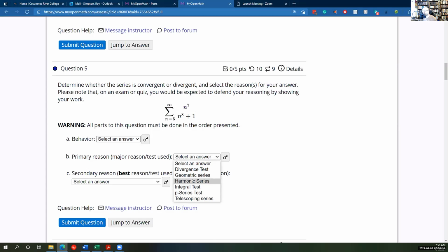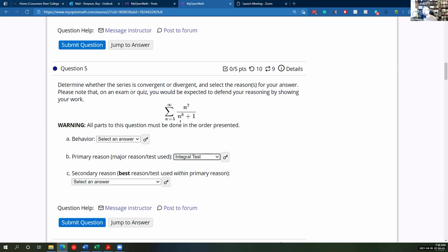The only time you're ever going to select harmonic series is if it's just literally the harmonic series. Therefore, you're never really going to select that one. And then P series, the only time you'll select that is if it's a direct P series, like let's say 1 over n to the 8th or something like that. So you select that.